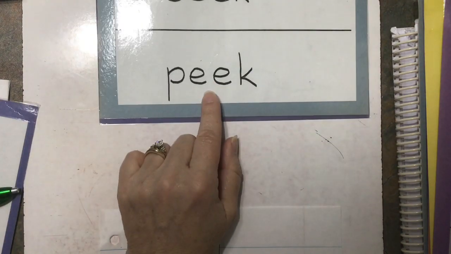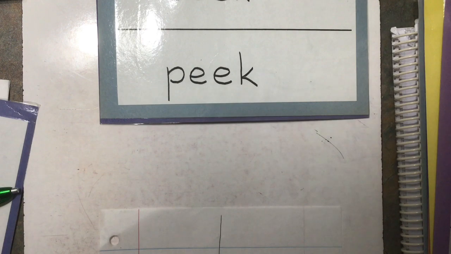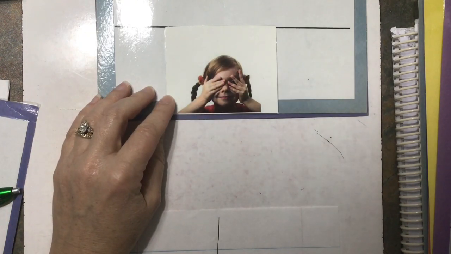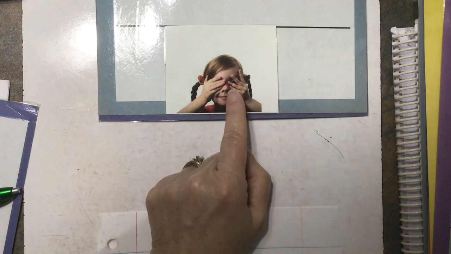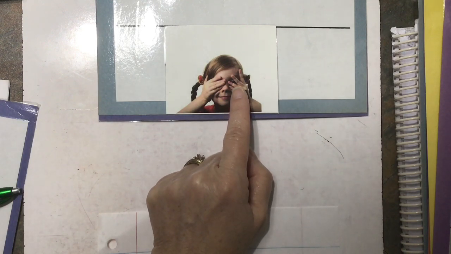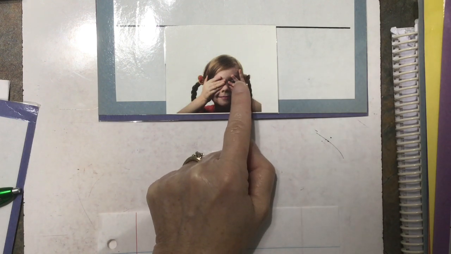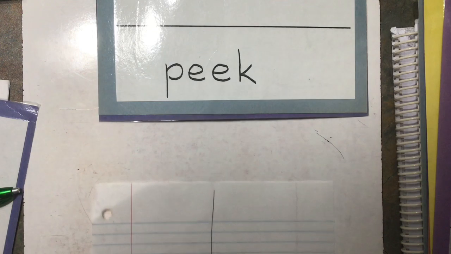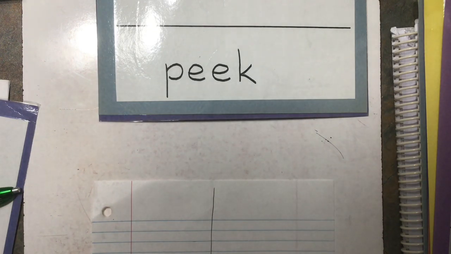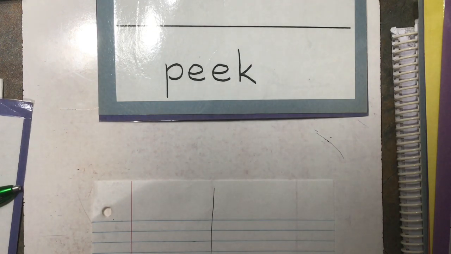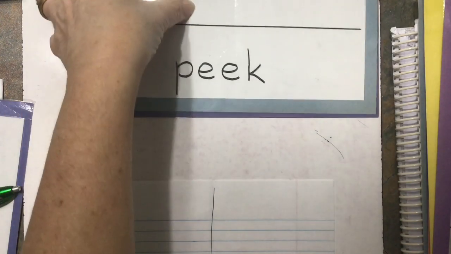Okay, our next word is peek. Peek. This peek is when you play peekaboo. This little girl is peeking. You can see her fingers are open. She's supposed to be covering her eyes, but she's actually peeking. Okay, so to peek means to sneak a look. You're not supposed to, but you're sneaking a look anyway. You're peeking.